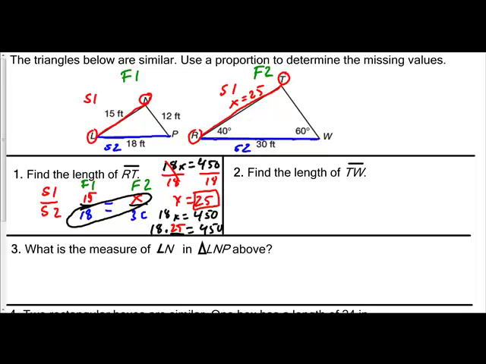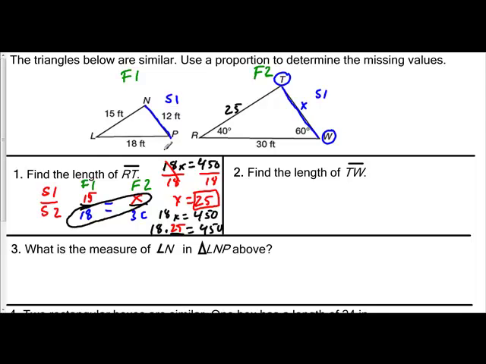Let's take a look at the next problem. Now they want to know about the length of TW. TW is this one right here. So TW is this line right here, and it is similar to line NP here, which is 12 feet. So we'll call this side 1, and we'll call this side 1. We don't know what it is, so we'll call that X.